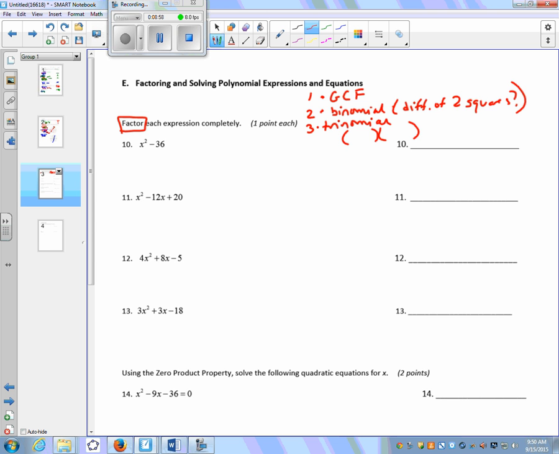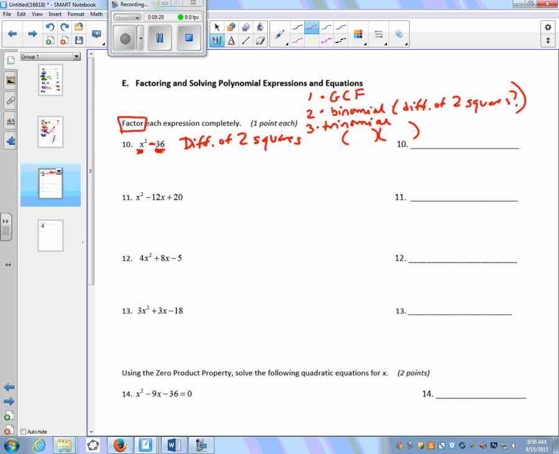But this one, there's no GCF. So to factor this, it is a binomial. 2 terms means it's a binomial. So we have to check, is it a difference of 2 squares? Difference meaning subtraction. It is. There's a subtraction sign here. So it is a difference of 2 things. Are they 2 perfect squares? Is 36 a perfect square? Yes. Is x squared a perfect square? Yes. So this is a difference of 2 squares.